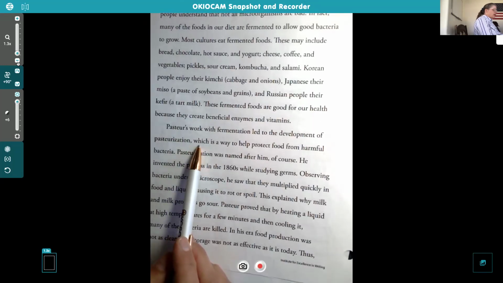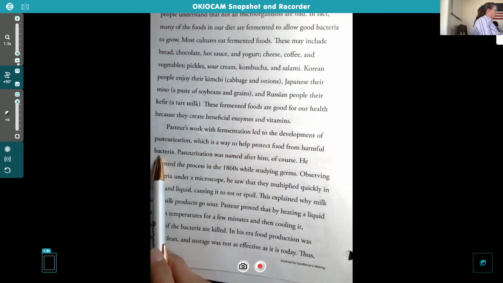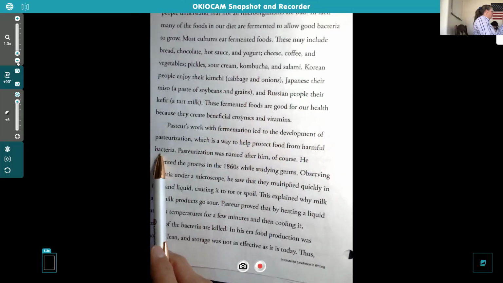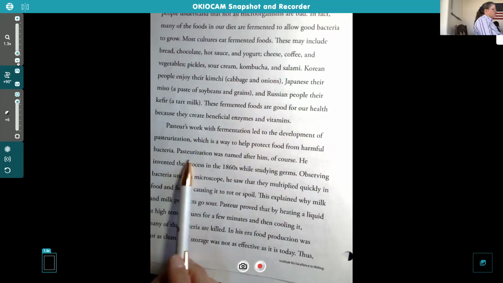Which is a way to help protect food from harmful bacteria. So we're talking about two different types of bacteria. Good bacteria, like in fermenting things, fermentation, and bad bacteria when things spoil, right? Okay. So this is protecting the milk from bad bacteria.